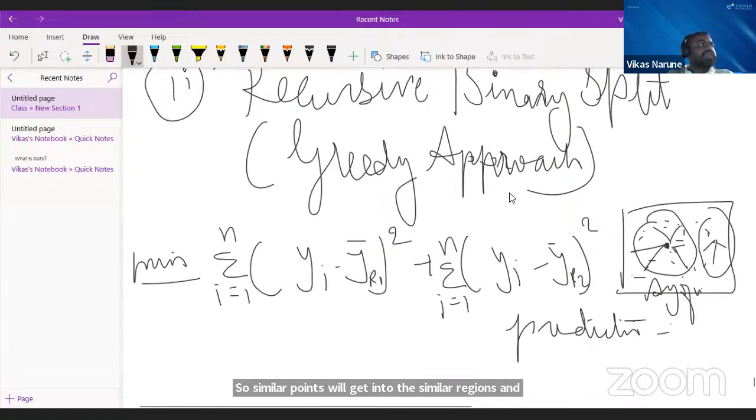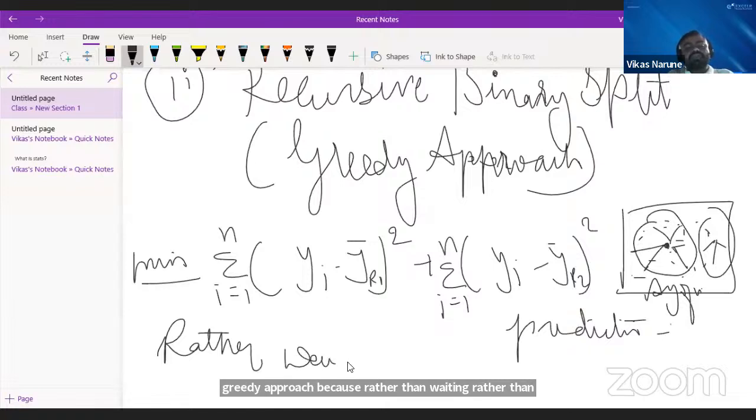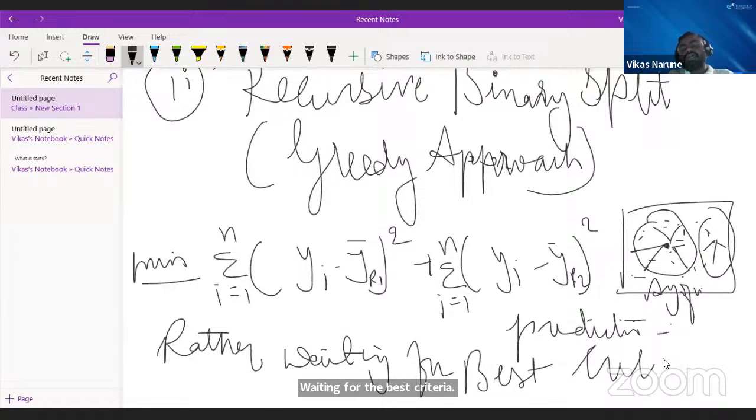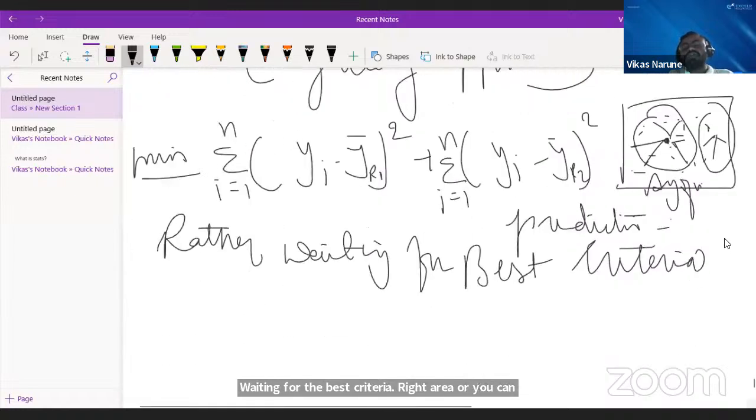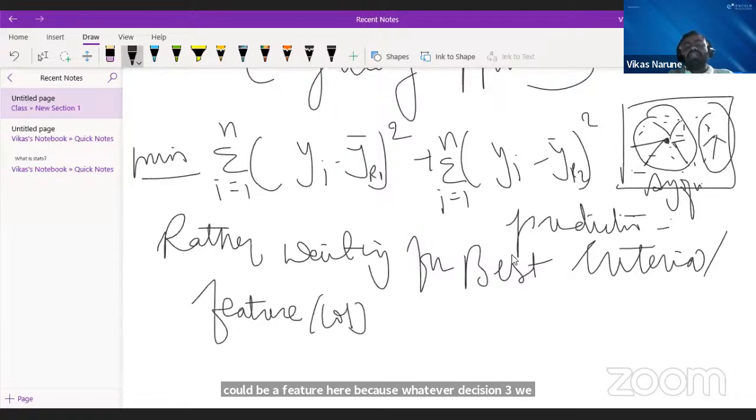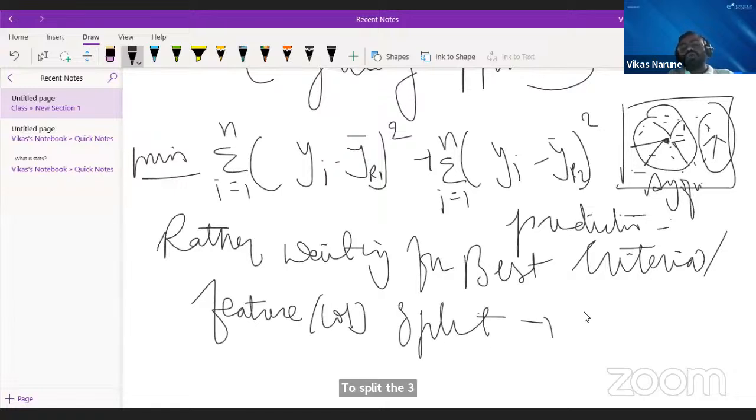So now try to understand, guys. It is called a greedy approach because, rather than waiting for the best criteria, or you can say the best feature, since the decision tree is based on the features, the columns we have, rather than waiting for the best column or criteria to split the tree into regions, it will try to go recursively.